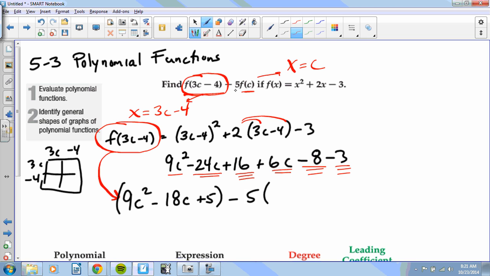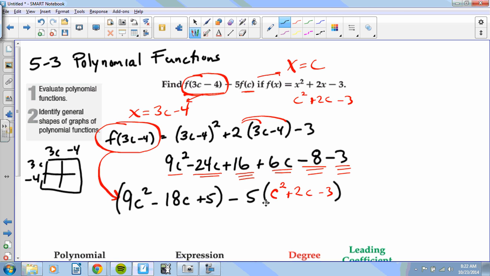And then it says multiply it by 5. All right, so let's do that. Well, here's my function. If I replace that with c, I'll have c squared, in red so it sticks out, c squared plus 2 times c minus 3. Well, that's nothing. I can't combine those. That's it. So this becomes c squared plus 2 times c minus 3.